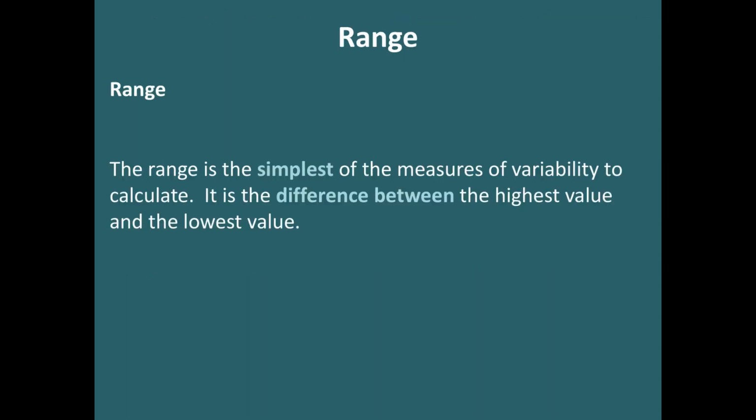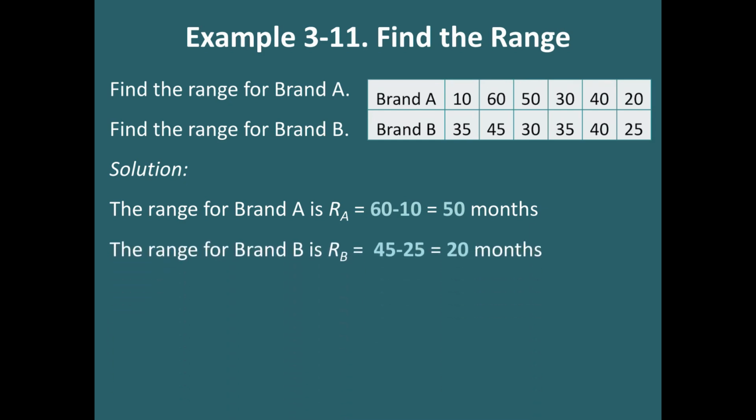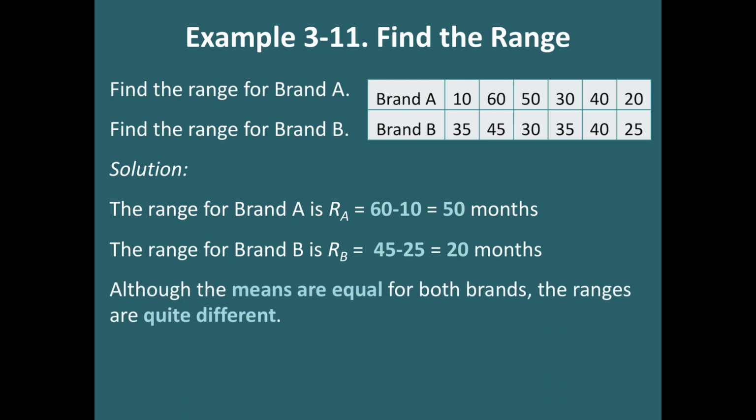But first, let's talk about range. Now, range is the simplest of the measures of variability to calculate. It's simply the difference between the highest value and the lowest value. So let's go ahead and find the range for brand A, then find the range for brand B. The range for brand A is 60 minus 10, which is 50 months. Whereas the range for brand B, 45 minus 25, is 20 months. So although the means were equal, they both had 35 months for their mean, the ranges are quite different.